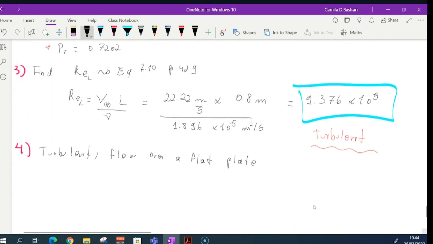So my general relationship for Nusselt number would be hL divided by k. And the relationship for turbulent flow over a flat plate is 0.037 Reynolds number to the 0.8, Prandtl to the 1 divided by 3. In the book, this one here is equation 7.22.